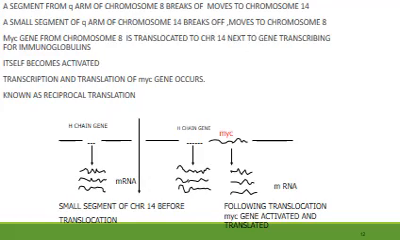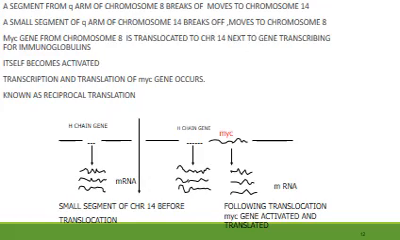So what is happening here is that a piece of the Q arm of chromosome 8 is broken off and moves to chromosome 14. A small segment of the Q arm of chromosome 14 breaks off and moves to chromosome 8. So there is an interchange of a small segment of the chromosome.